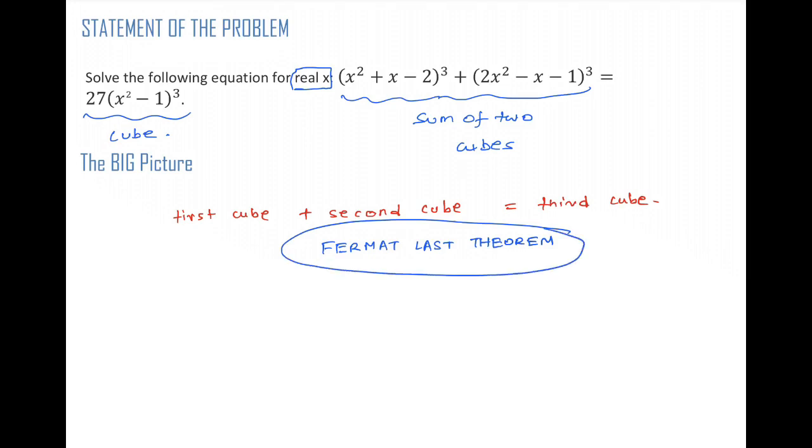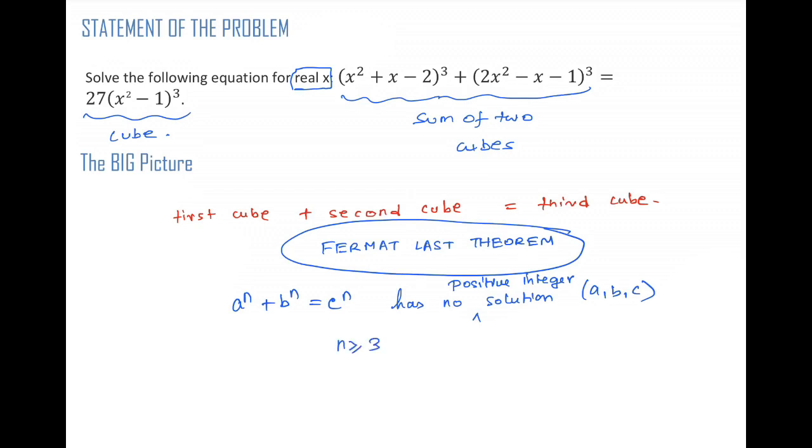What does Fermat's last theorem say? It says that a to the power n plus b to the power n equals c to the power n has no solution, that is, no positive integer solution a, b, c, if n is greater than or equal to 3.